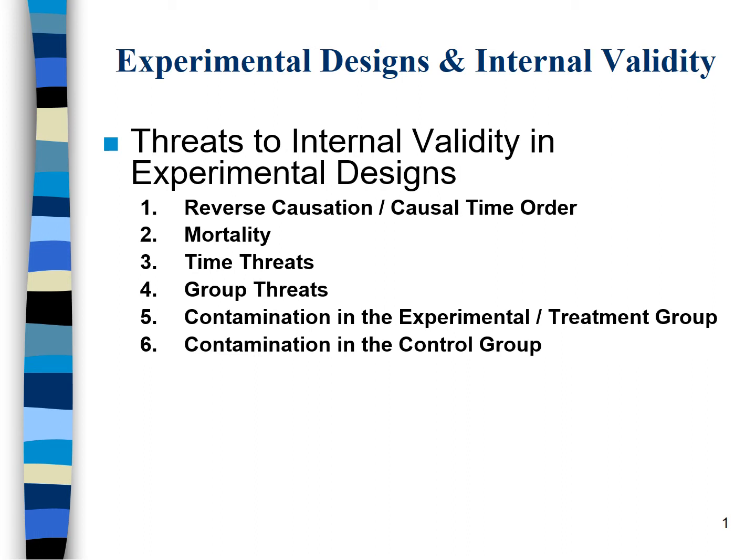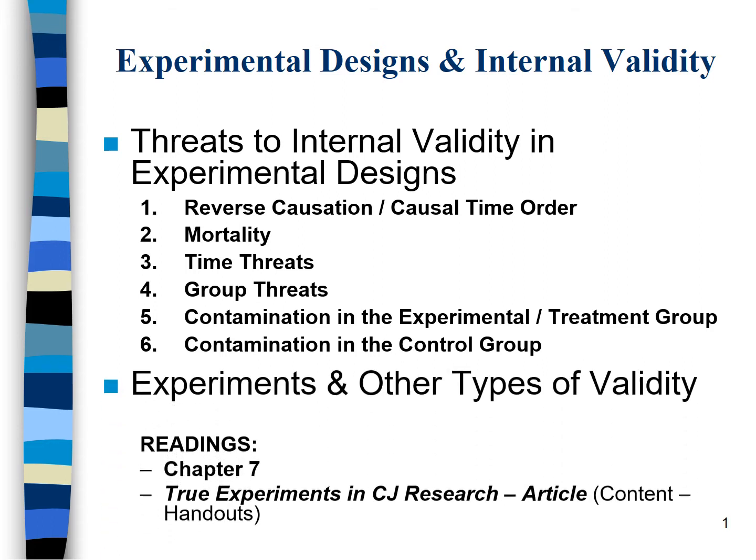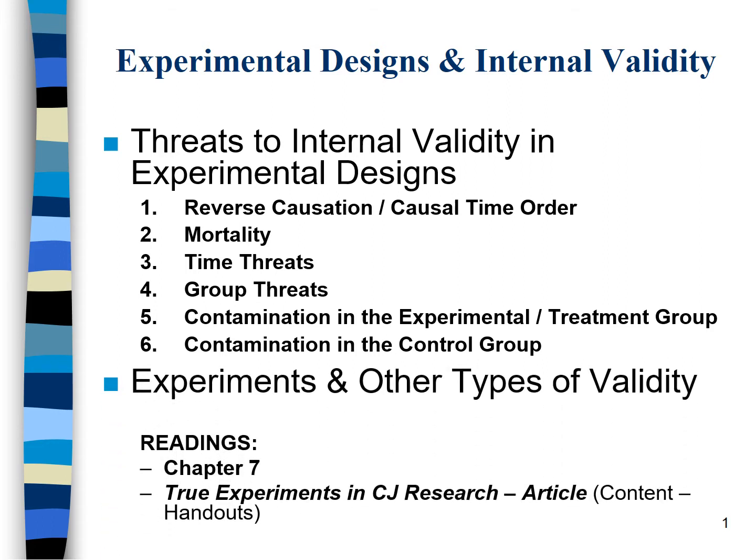So we're going to walk through each one of these 6 categories throughout this lecture. And then we're also going to wrap up very briefly with showing how experimental designs connect to some other types of validity that you can read more about in your course textbook. The readings that go along with this are chapter 7 in your course textbook, and also an article that I posted on Beachboard, labeled True Experiments in CJ Research, in the content handouts area.